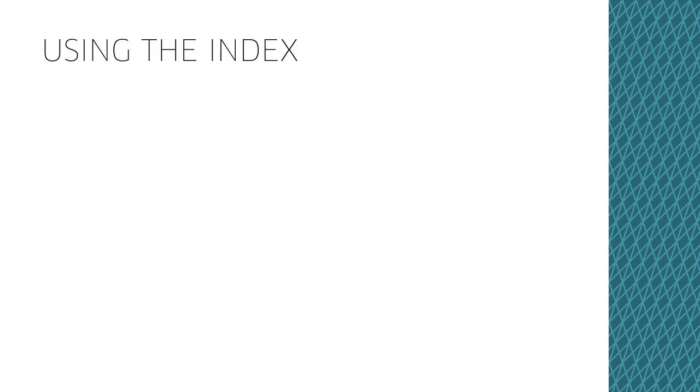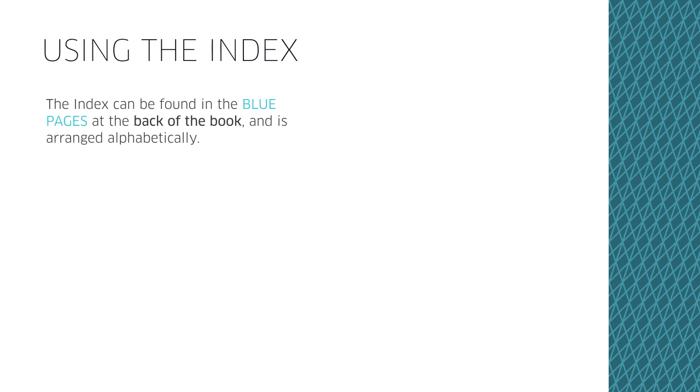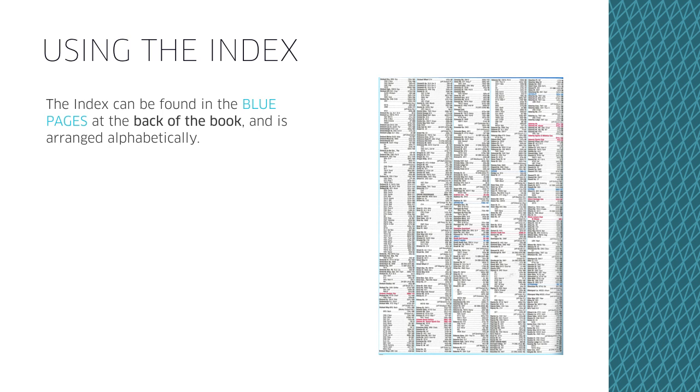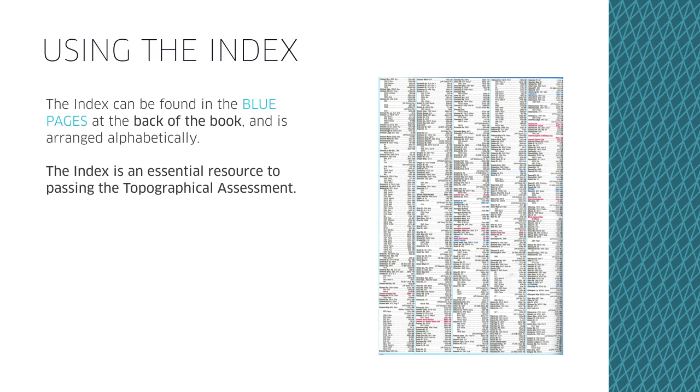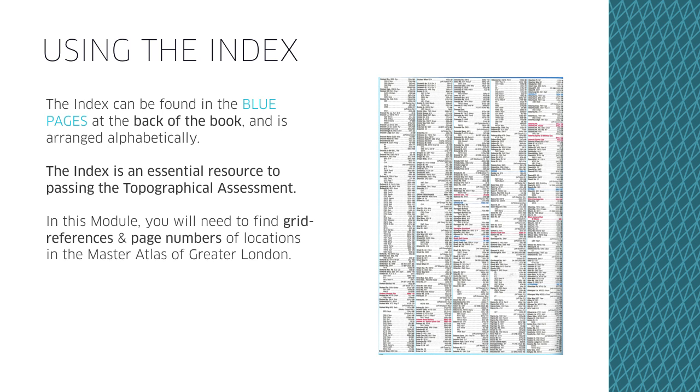Using the index. The index can be found in the blue pages at the back of the book and is arranged alphabetically. The index is an essential resource to passing the topographical assessment. In this module, you will need to find grid references and page numbers of locations in the Master Atlas of Greater London. Let's learn a little more about the index.